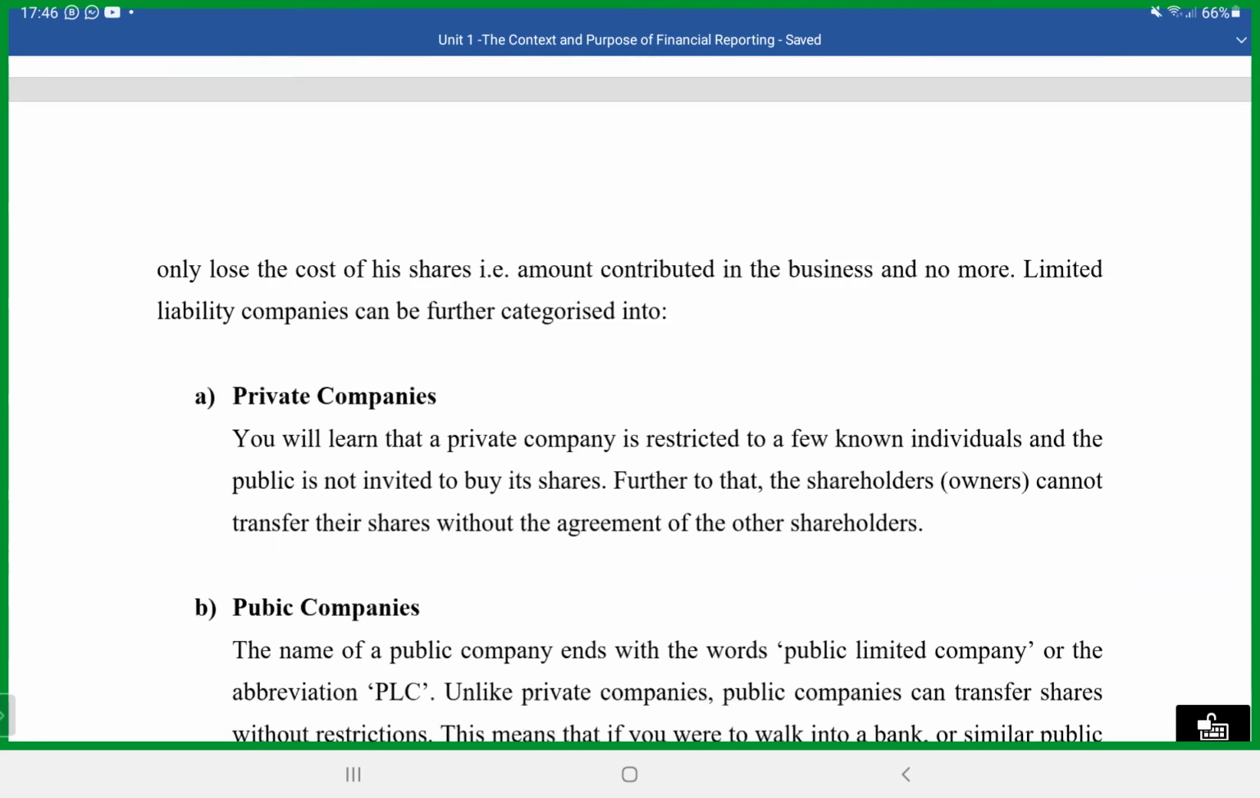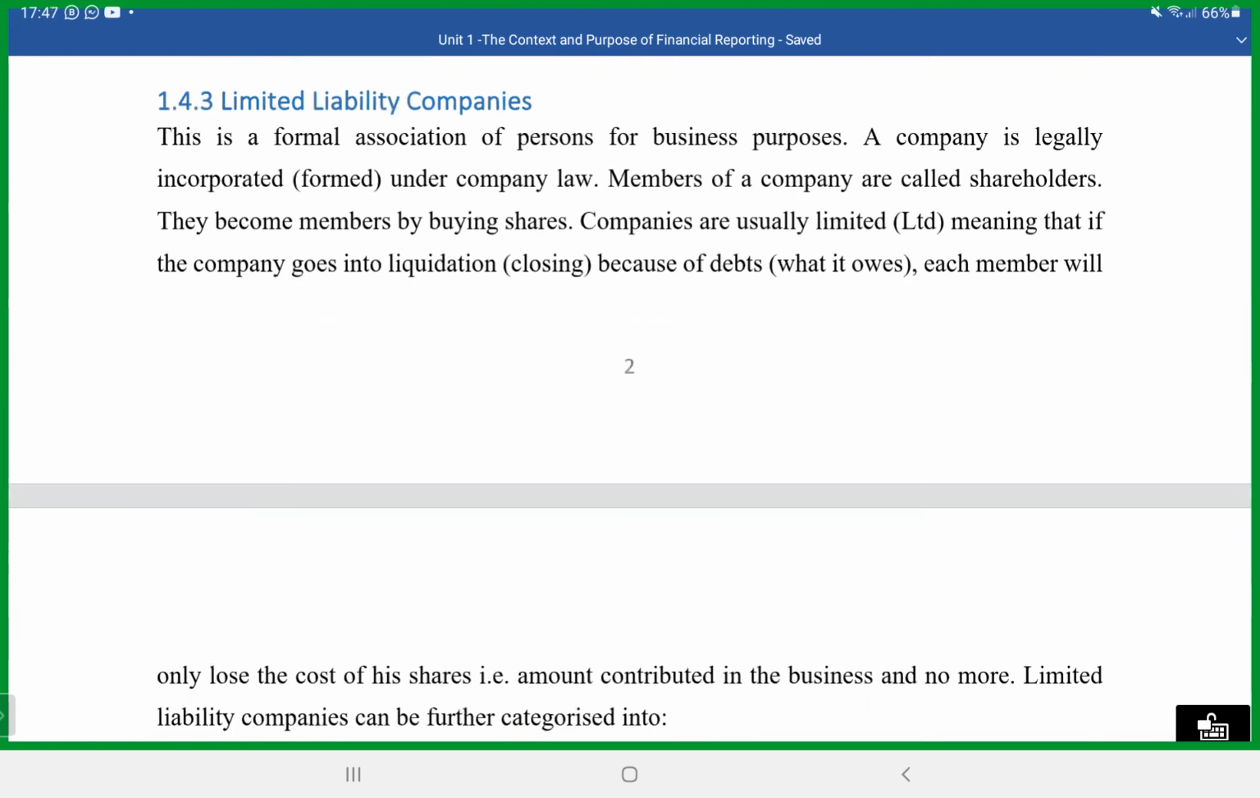So I'll repeat what we said about companies. With the limited liability company, people become partners by buying shares. For example, you can go buy shares right now in public limited companies like ShopRite, Zanaco, Airtel. Can you mention any of them that you know in Zambia or even outside Zambia? Give me examples of PLCs where you can buy shares.